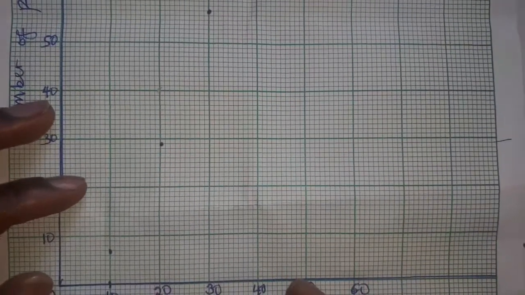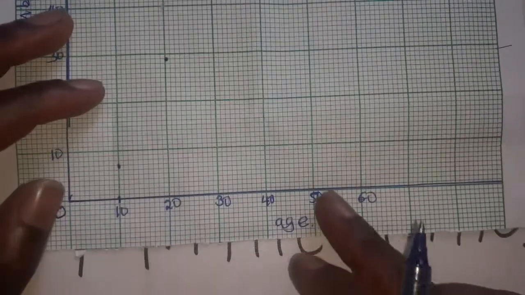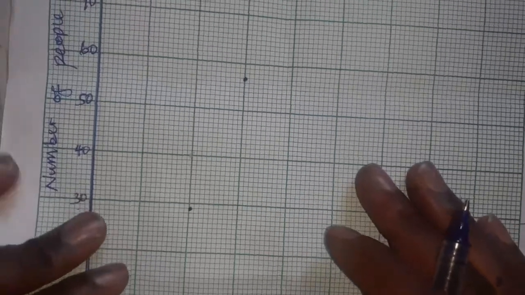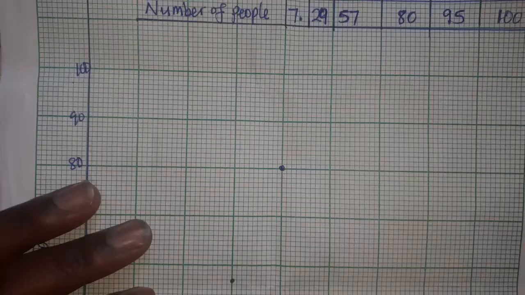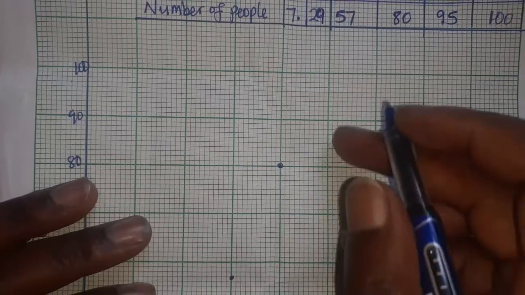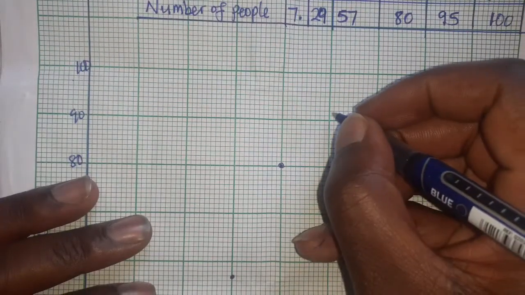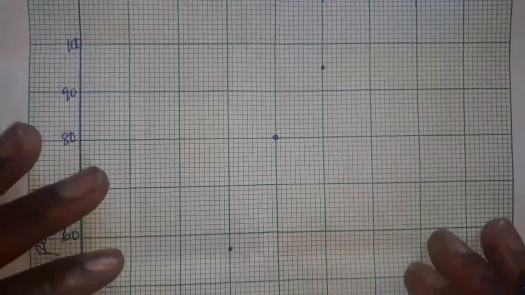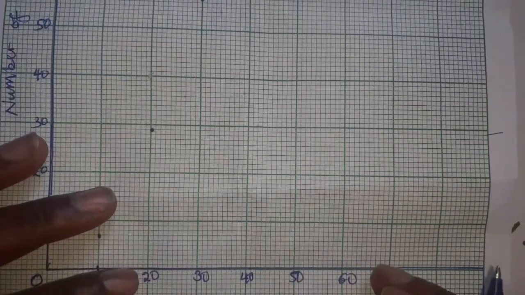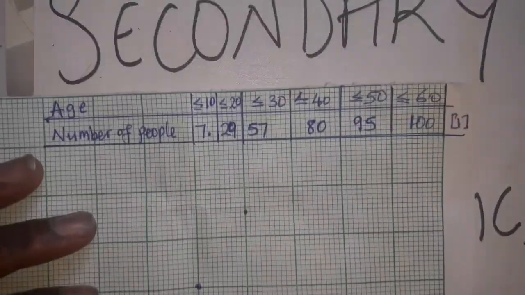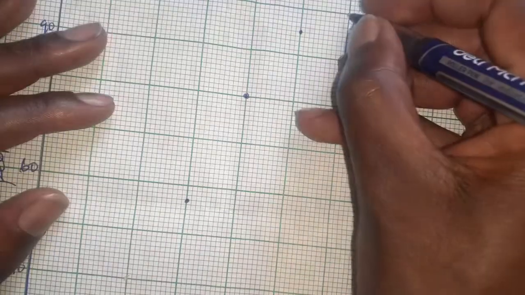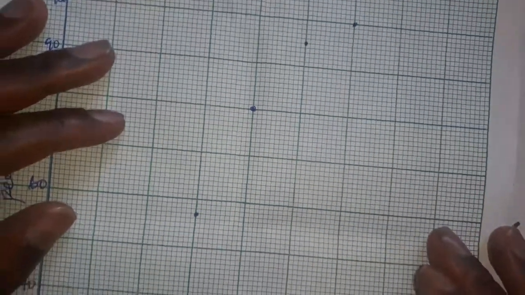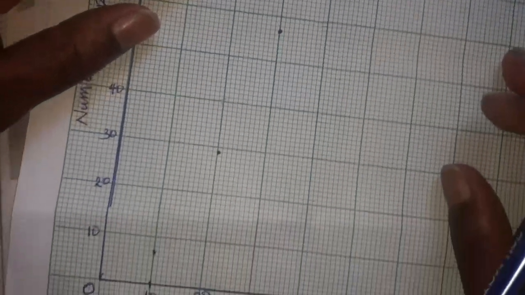Then 50,95. So 50, this is our 90, 1, 2, 3, 4, 5. Then the last one, which is 60,100. So 60 takes us here. So this is what our plot is going to look like.